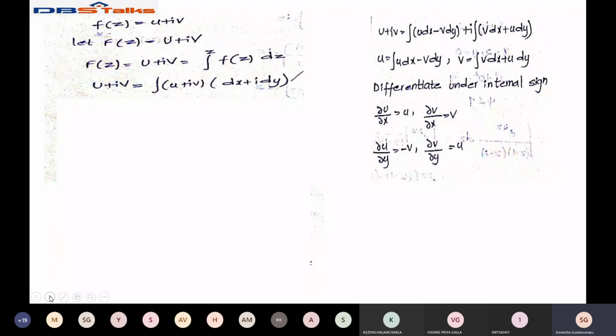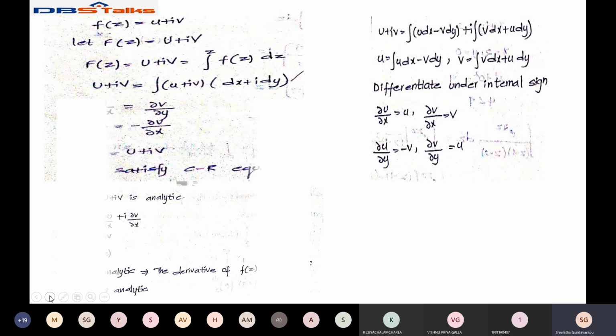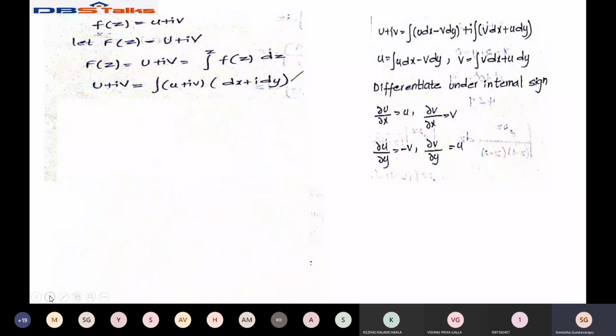Then capital U equal to integral u dx minus v dy, capital V equal to integral v dx plus u dy. So differentiate under the integral sign. First one is capital U equal to integral small u dx minus small v dy. Differentiate with respect to x, we get dou capital U by dou x equal to small u, dou capital V by dou x equal to small v, and dou capital U by dou y equal to minus v, dou capital V by dou y equal to u.